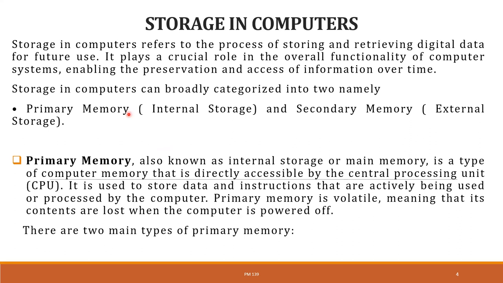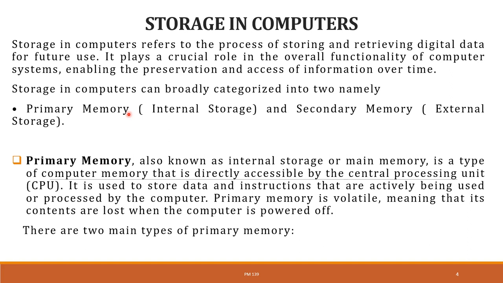The primary storage, which we normally term as the internal storage or the main memory, is a type of computer memory that is directly accessible by the central processing unit, in this case the brain of the computer, the CPU. It is used to store data and instructions that are actively being used or processed by the computer. The primary memory is very volatile, meaning that its contents are lost when a computer is powered off.